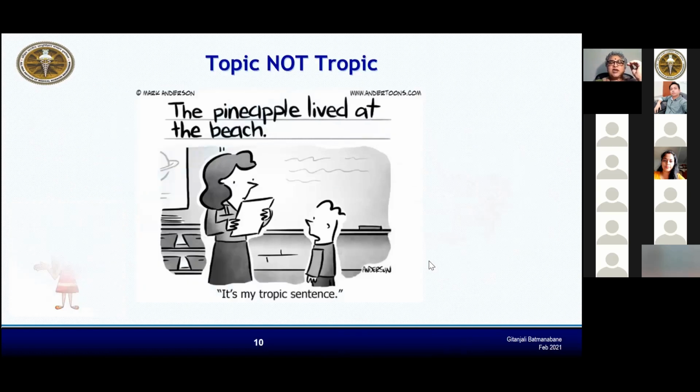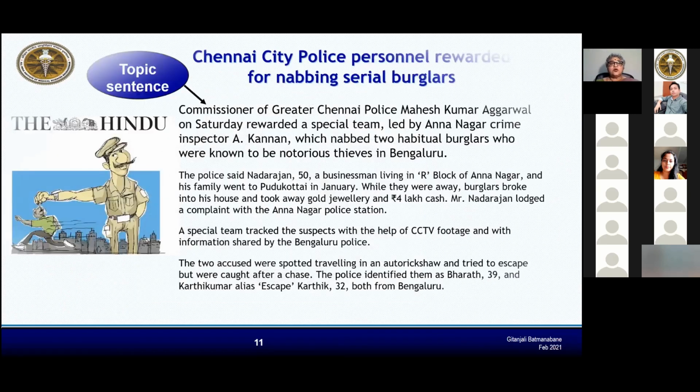So I just found this and I thought it was quite funny. So this fellow was asked to write a topic sentence and he said, it's my topic sentence. Okay. So if you look at many of our newspapers, you will find things like this. Okay, this I have just copy pasted from a newspaper article.